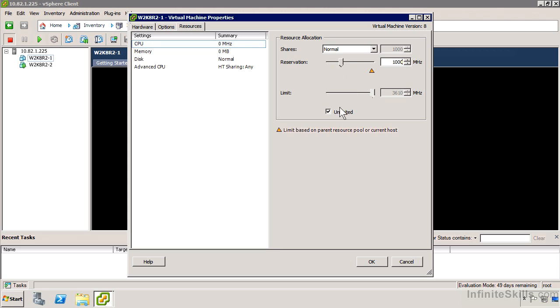A limit, however, is a little different. So what I could do with a limit is say, well, I want them to have a guaranteed 1000 megahertz of CPU at all times, but I never want them to have more than 2000 megahertz of CPU at any given time. We get to play within our reservation and limit. If there's more CPU time available than 1000 megahertz, VMware will give that to the VM if it needs it, but in this case, up to a maximum of 2000 megahertz.